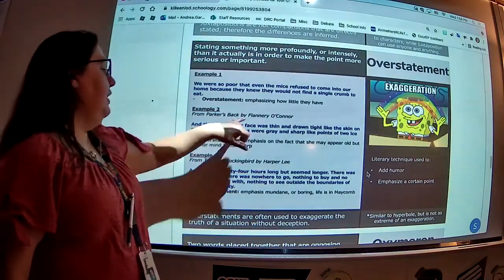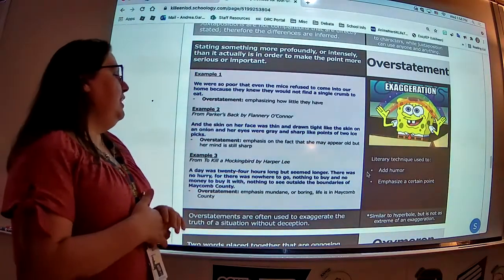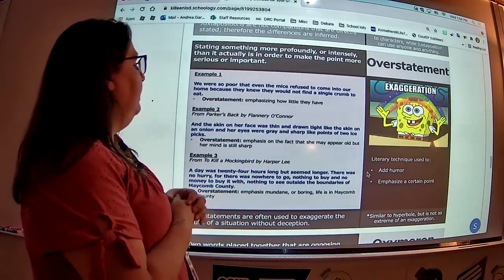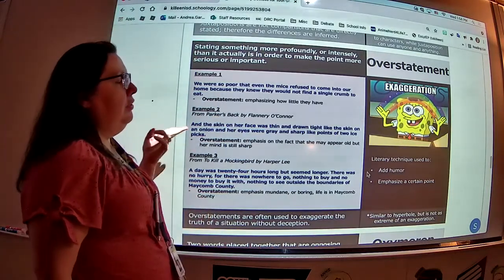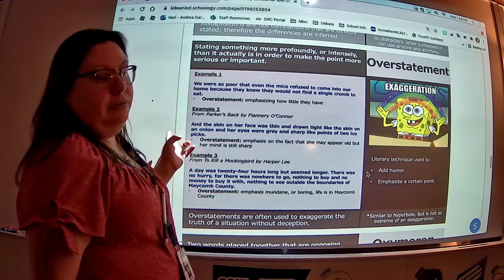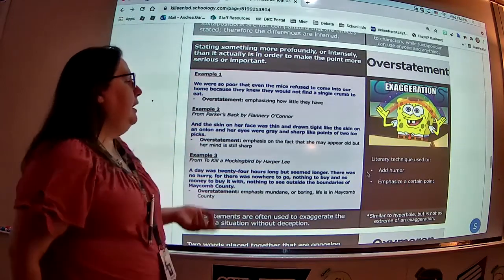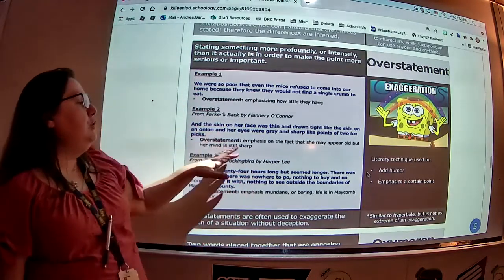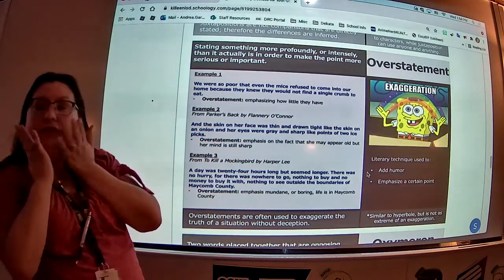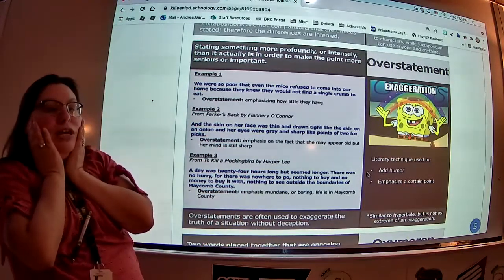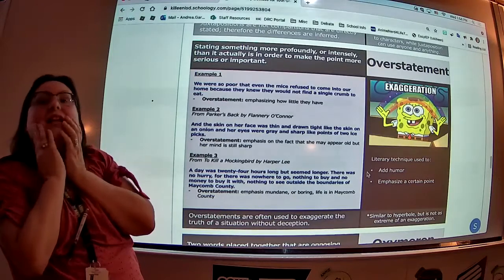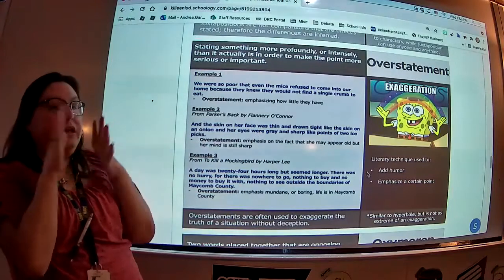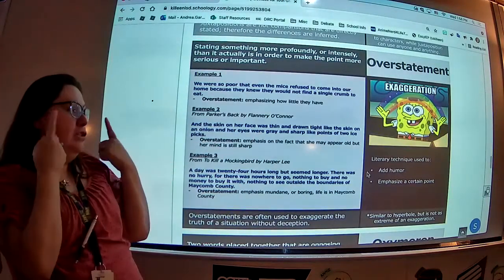This one is from Flannery O'Connor. The skin on her face was thin and drawn tight like the skin on an onion, and her eyes were gray and sharp like points of two ice picks. First of all, what other literary device is being used in here? Simile, yeah, simile, and also imagery, right? So basically what this one's trying to emphasize is the fact that she may appear old. Have you ever seen those old people that are so old that their face is really tight and you can see all the veins? And a lot of times you would think that those people aren't really smart or sharp, but the fact that her eyes are really clear is trying to indicate that she has a sharp mind.